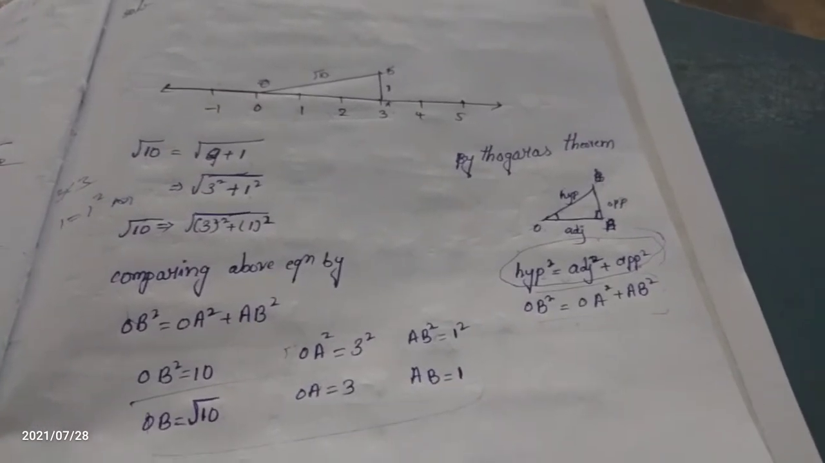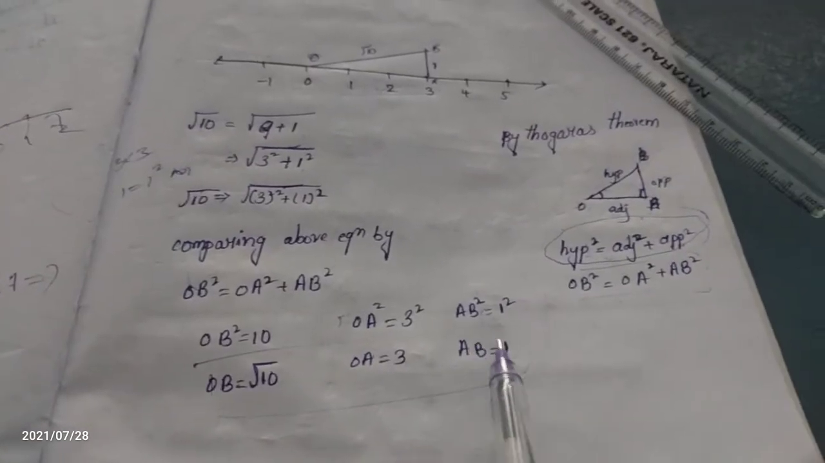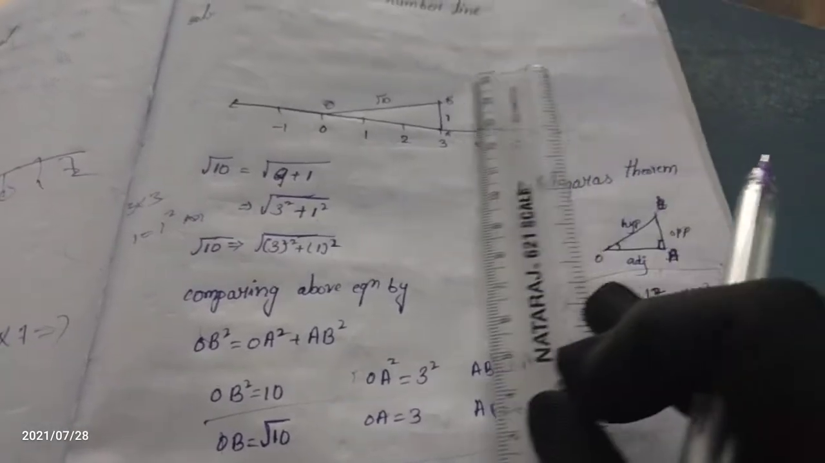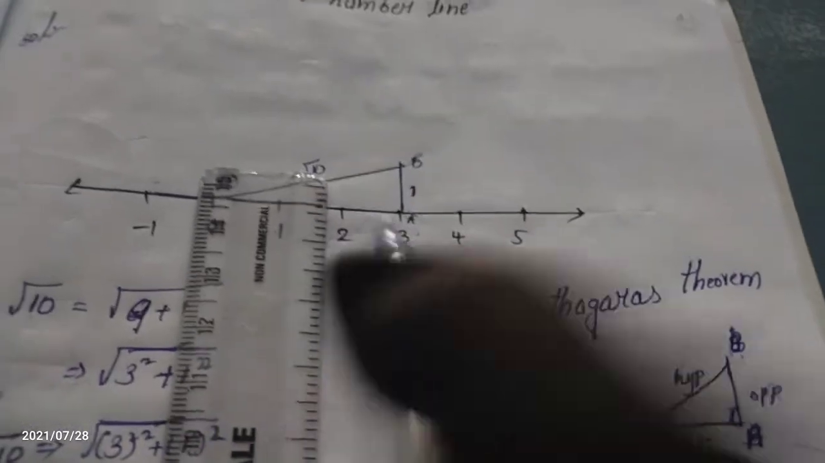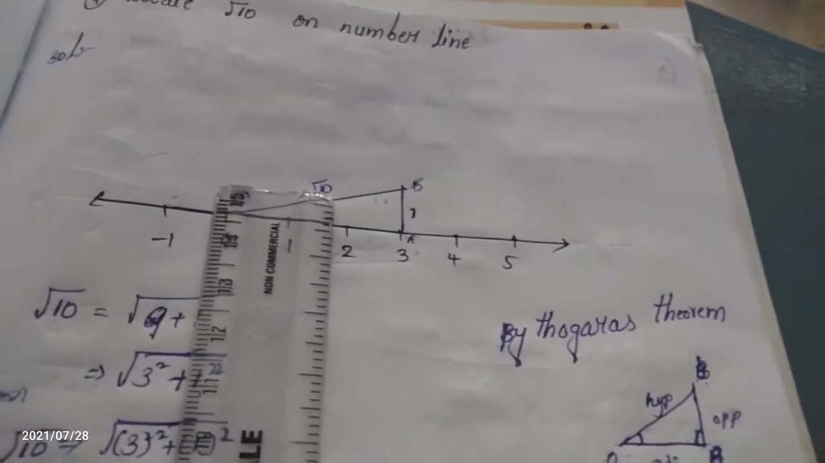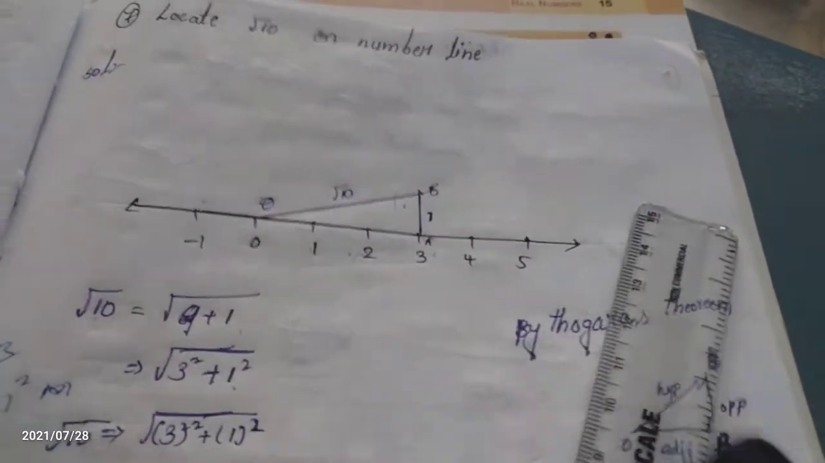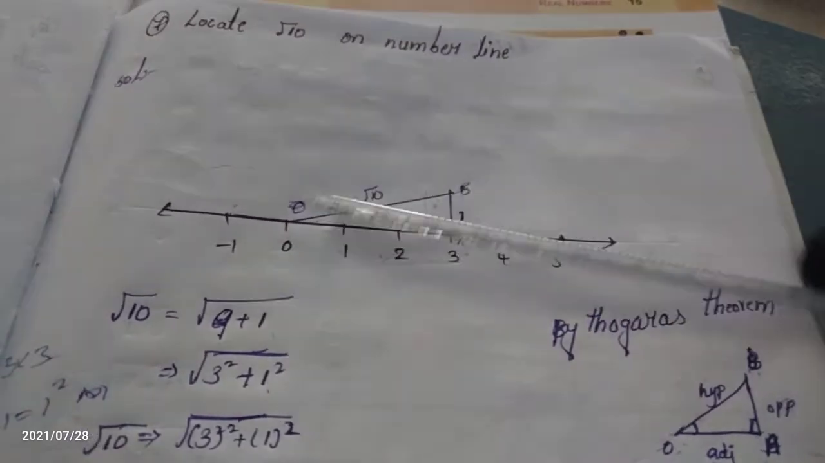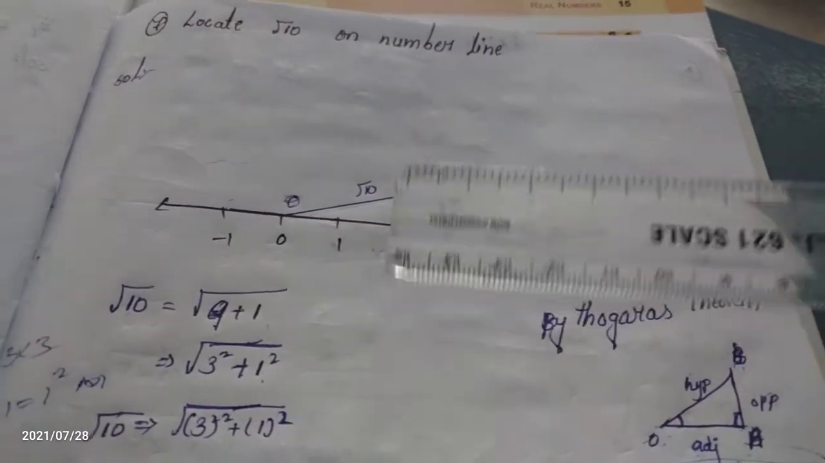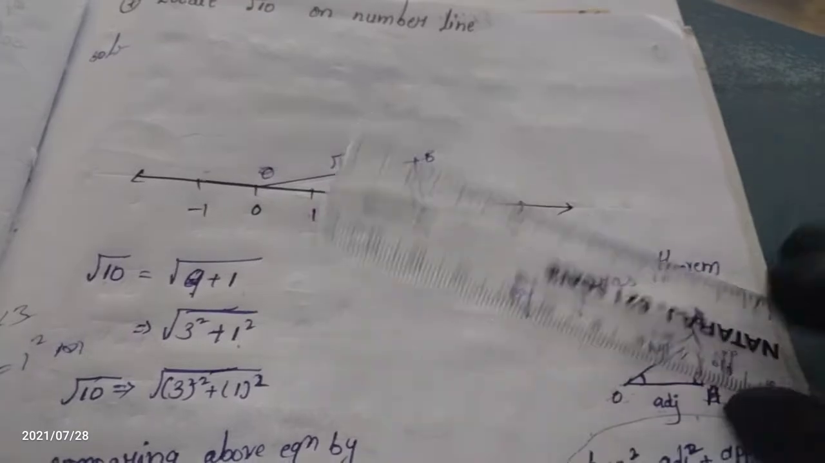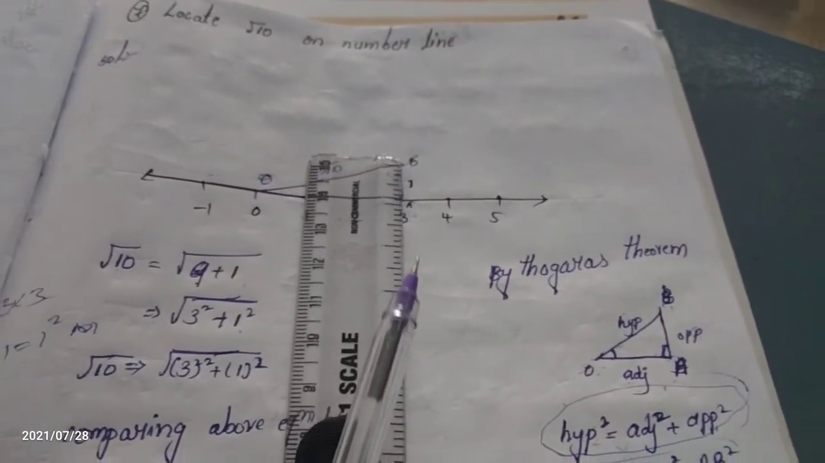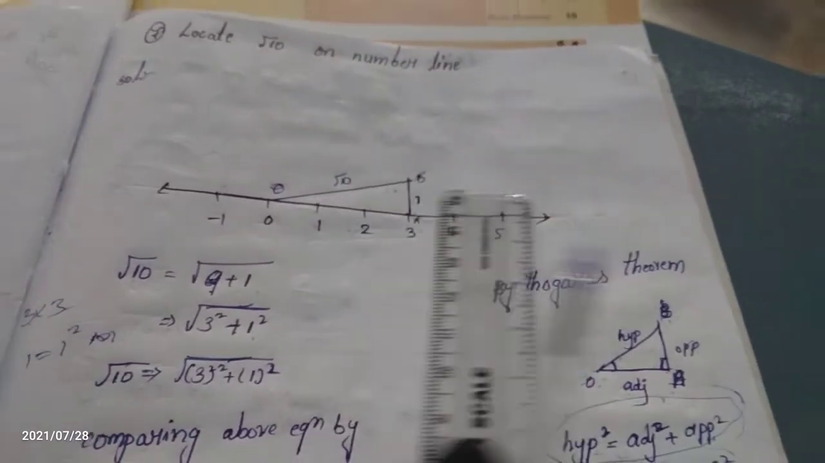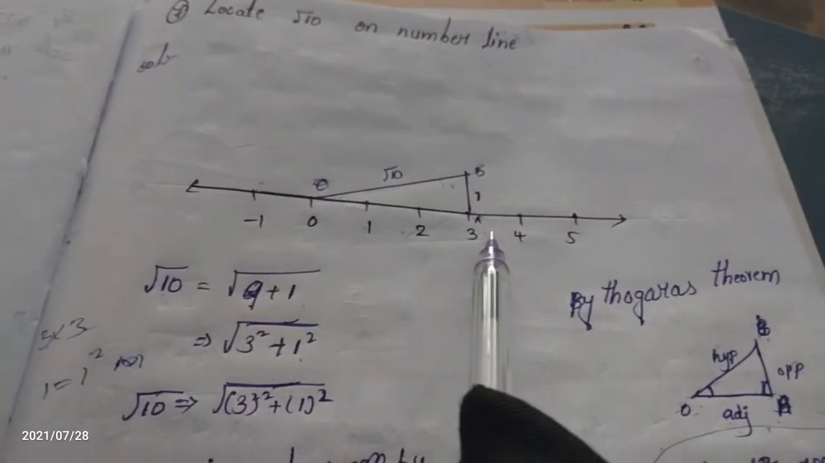Okay, ma'am. What is the value? AB is 1, which means with the help of this equation we have to take 1 unit. Only 1 unit. Don't draw it large. With the help of this side only, you have to take just 1 unit. Afterwards, this one is completed.